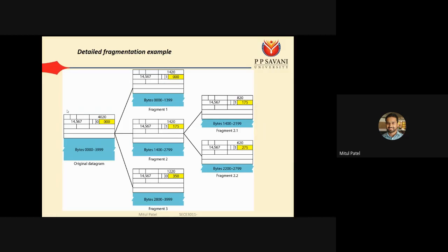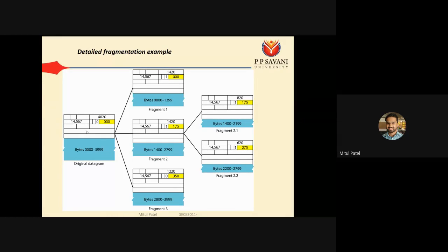Let's take one detailed fragmentation example. So this 4020 indicates the total length. Total length is 4020. Bytes are from 000 to 3999. So 4000 byte નો આપણો ડેટા છે અને 20 બાઇટ નો આપણો હેડર છે. તો ટોટલ લેન્થ કેટલી થઈ આપણી? 4020. ઓકે, એની આગળ બીજા બધા ફીલ્ડ છે, so that we will neglect.